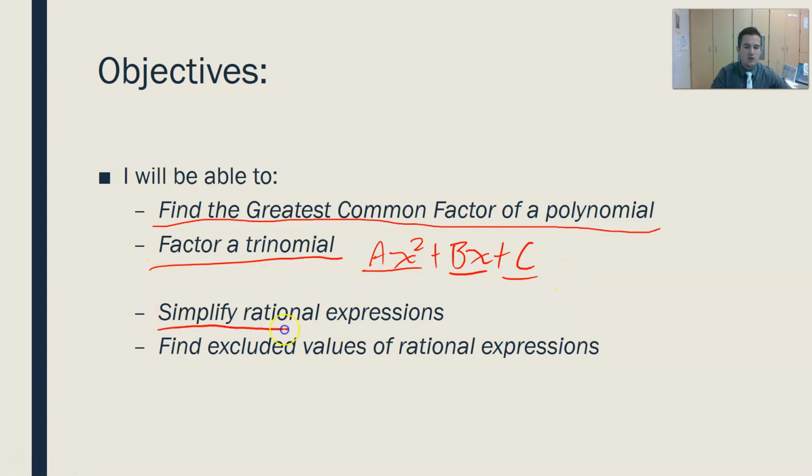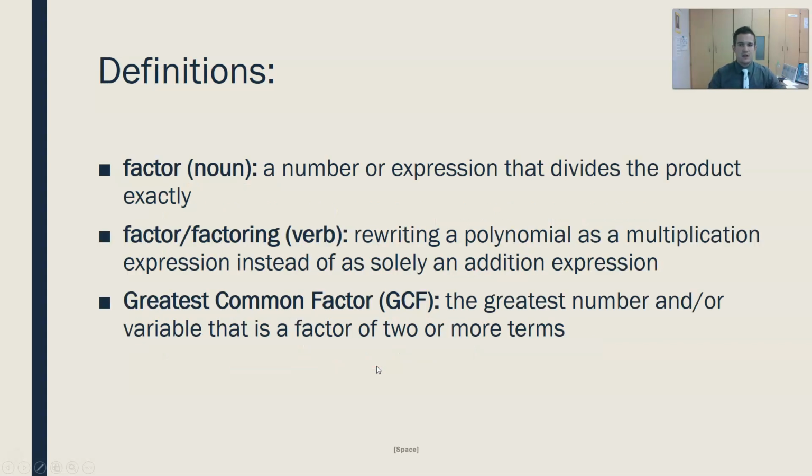Beyond that, I'm wanting you to be able to simplify rational expressions and find excluded values of rational expressions, and we'll talk about rational expressions and excluded values and what all those things mean. So, some definitions. These definitions right here are not new definitions. To factor, as in the noun factor, is a number or expression that divides the product exactly.